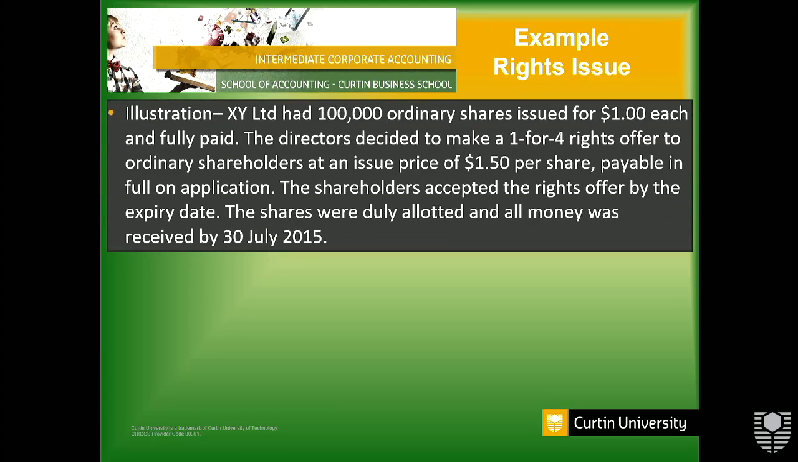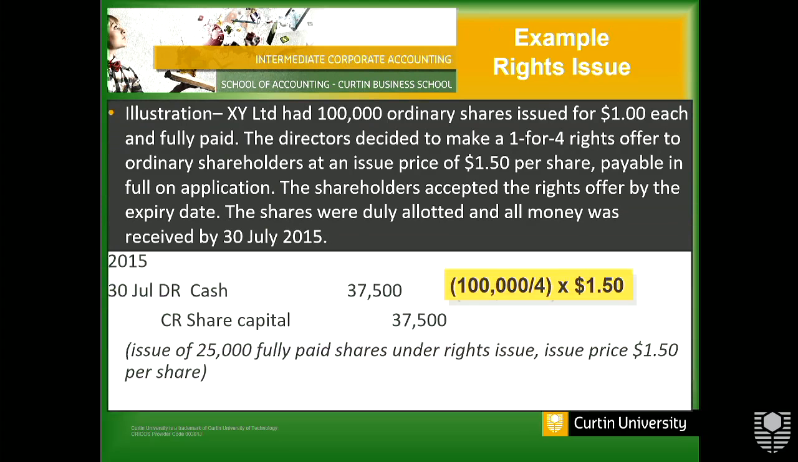So a quick example of a rights issue. XY Limited had 100,000 ordinary shares issued for $1 each. They were all fully paid. The directors decided to make a 1-for-4 rights offer to ordinary shareholders at an issue price of $1.50.